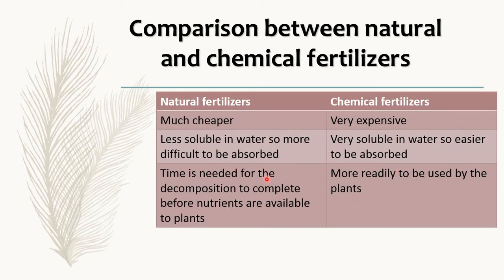So this can be said to be a disadvantage of the natural one: time is needed for the fertilizer to be prepared. Compared to chemical fertilizer, which is always ready and always in stock, so we can use it anytime that we want.